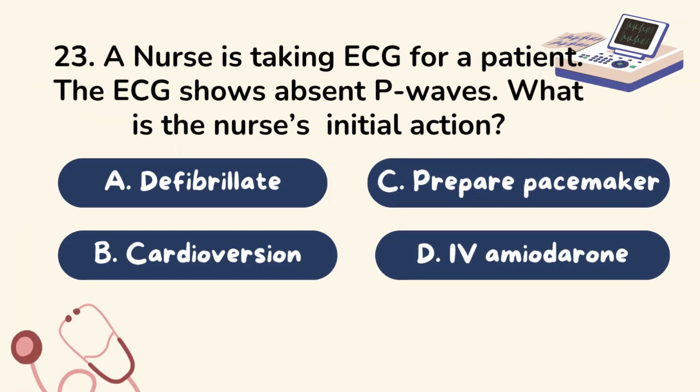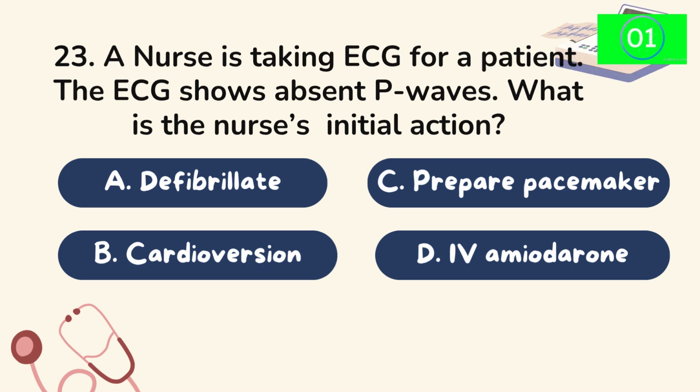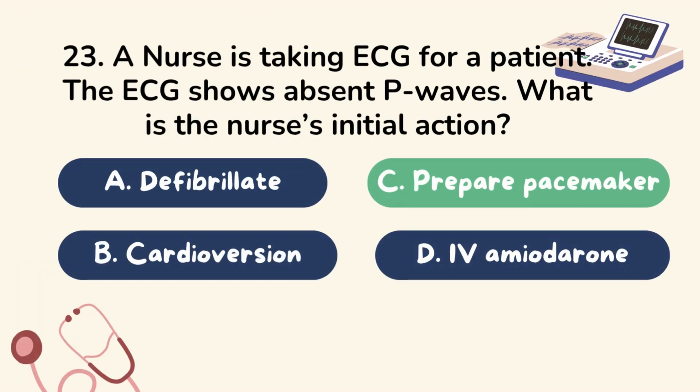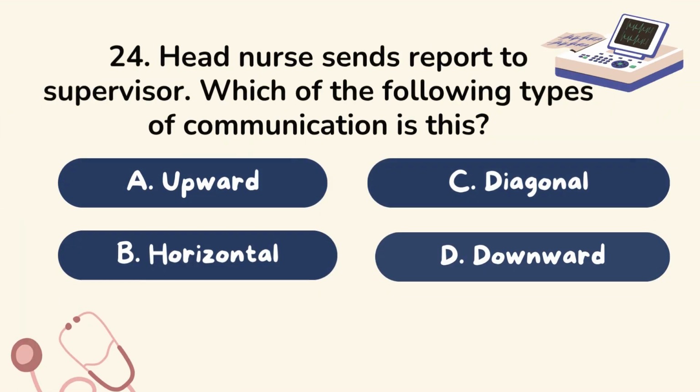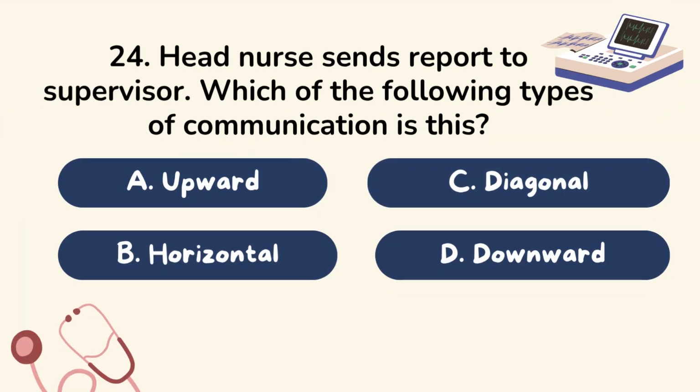A nurse is taking ECG for a patient. The ECG shows absent P waves. What is the nurse's initial action? Head nurse sends report to supervisor. Which of the following types of communication is this?